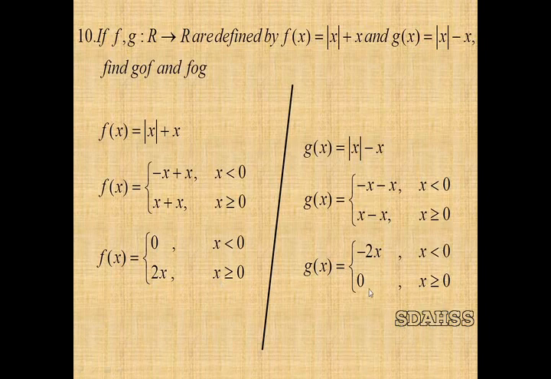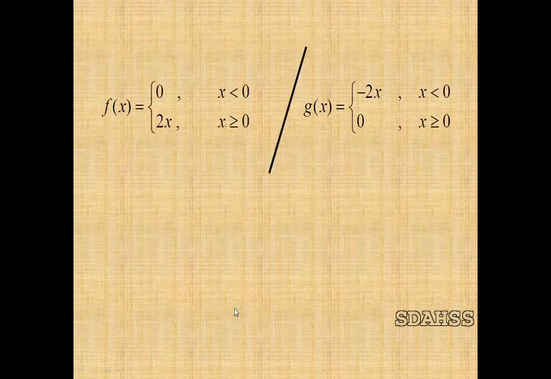Now we got the function f of x and g of x. Now we want to find out f dot g and g dot f. First let us find f dot g. In f dot g there are two cases. The first case is x less than 0 and the second case is x greater than or equal to 0.